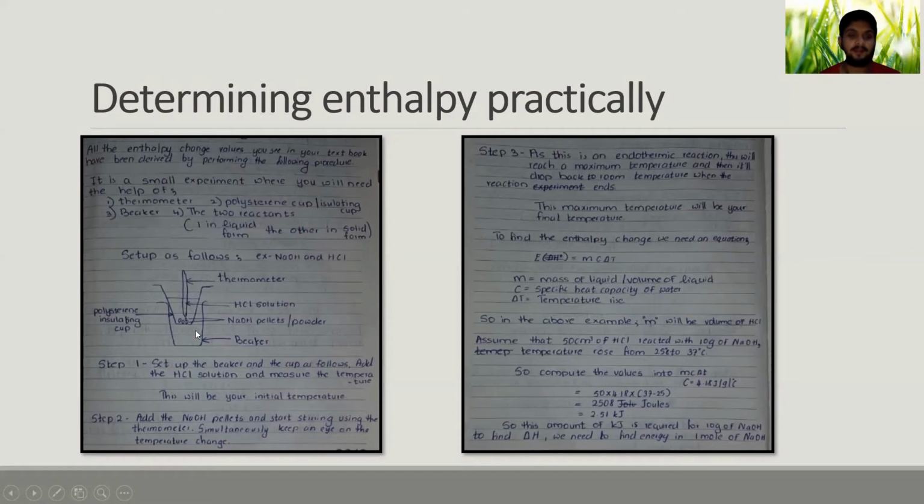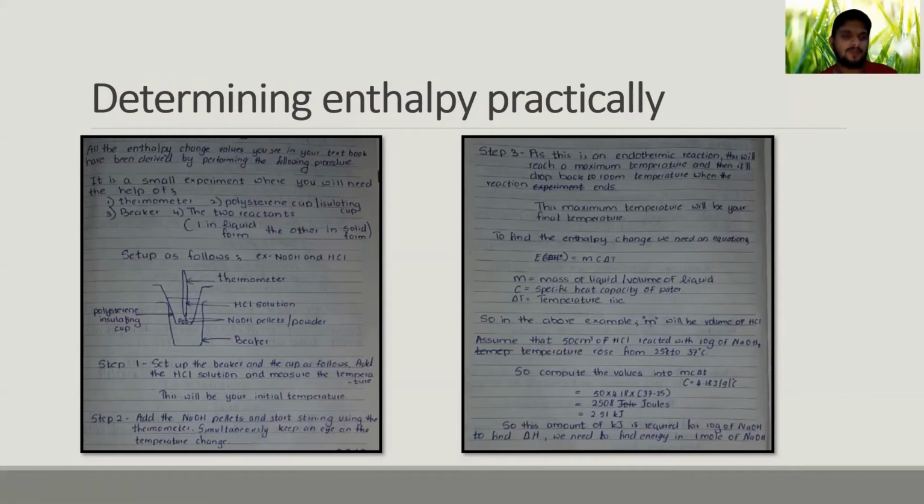For this practical, there's not a big amount of equipment that you need. You just need a beaker, and you need an insulating cup. Why do we need an insulating cup? Because we don't want any heat to go out. We don't want outside factors to affect our enthalpy change. We want to make this experiment as fair as possible.